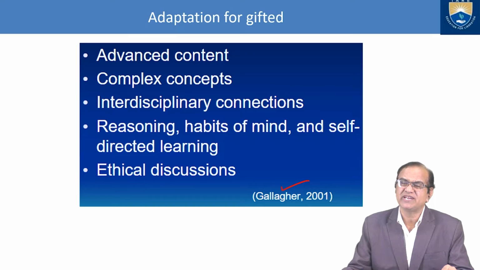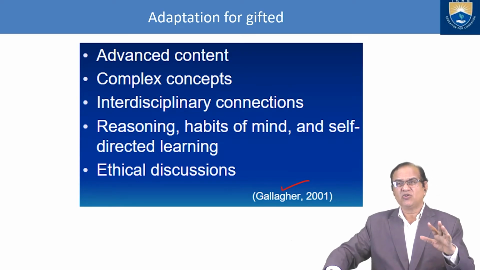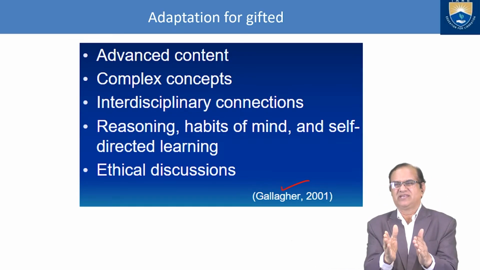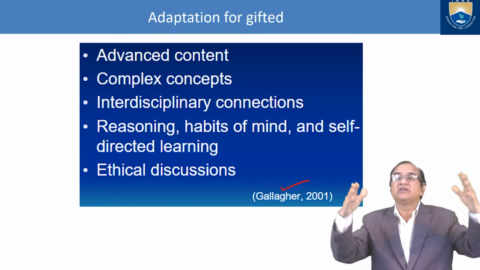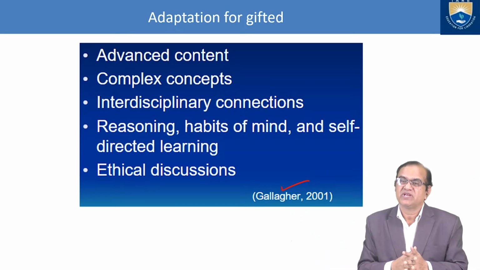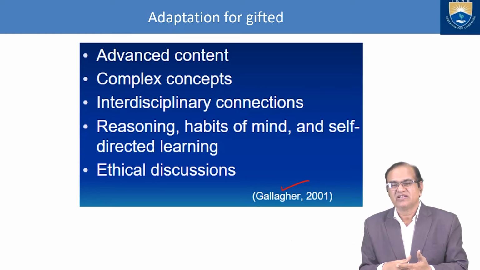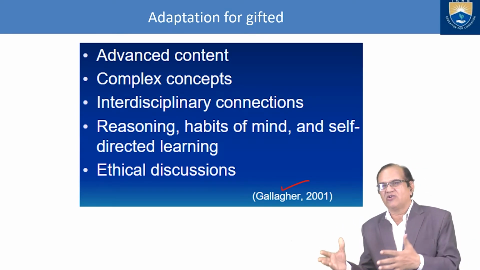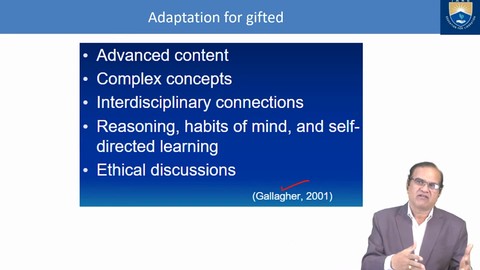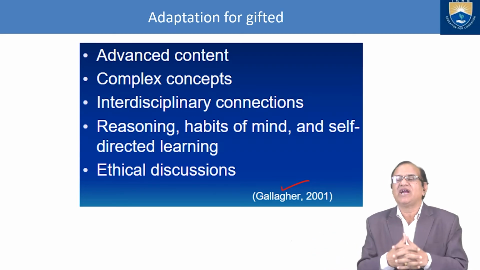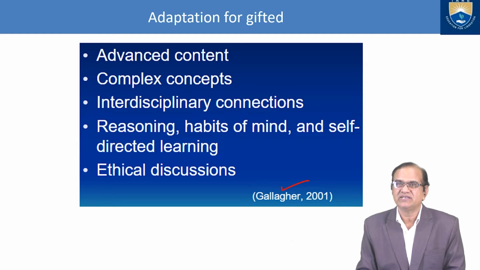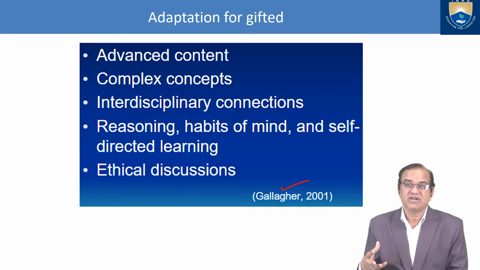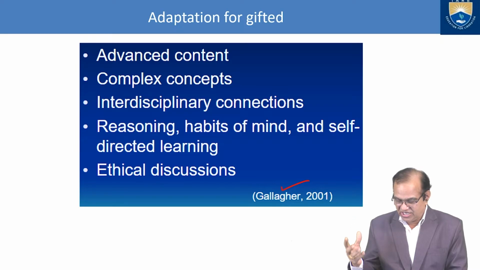Next is interdisciplinary connection. It is not only the one class. It may be from other colleges, other schools, other people involved. Other branches of engineering, electrical, mechanical, aeronautical, civil, computer science, all can jointly do the work. Then reasoning, habits of the mind, and self-directed learning: reasoning capability, your mind states, and ethical discussion.